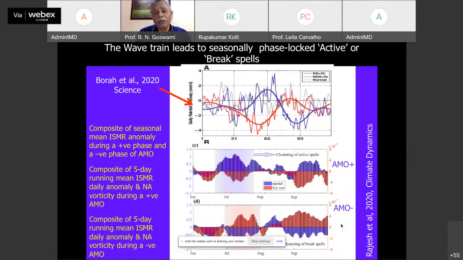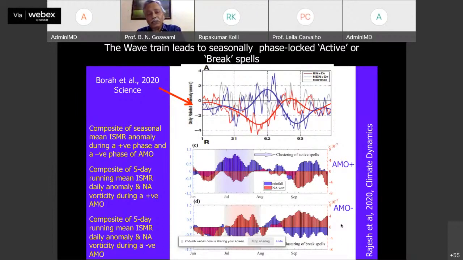or break spells are there. So therefore the circulation modulates in such a way to phase lock the long active or break spells, thereby affecting the seasonal mean. So the mechanism essentially happens through the intra-seasonal time scale.